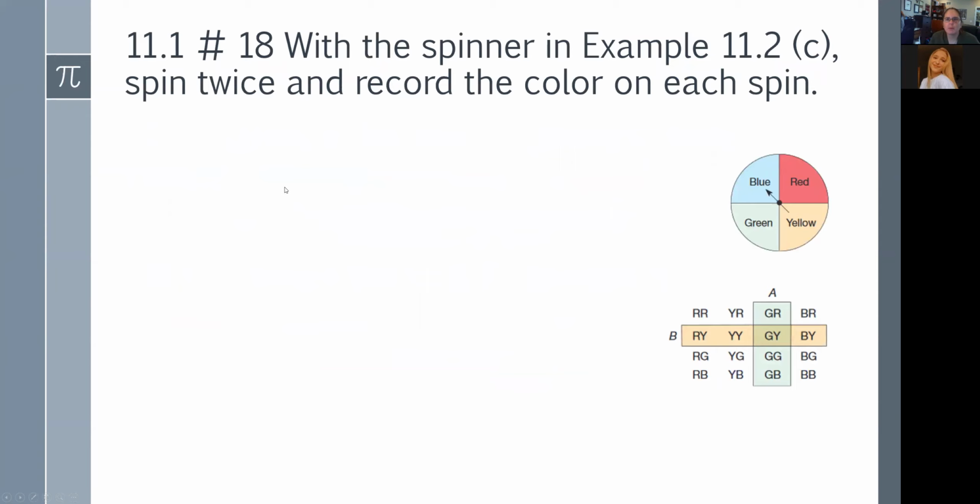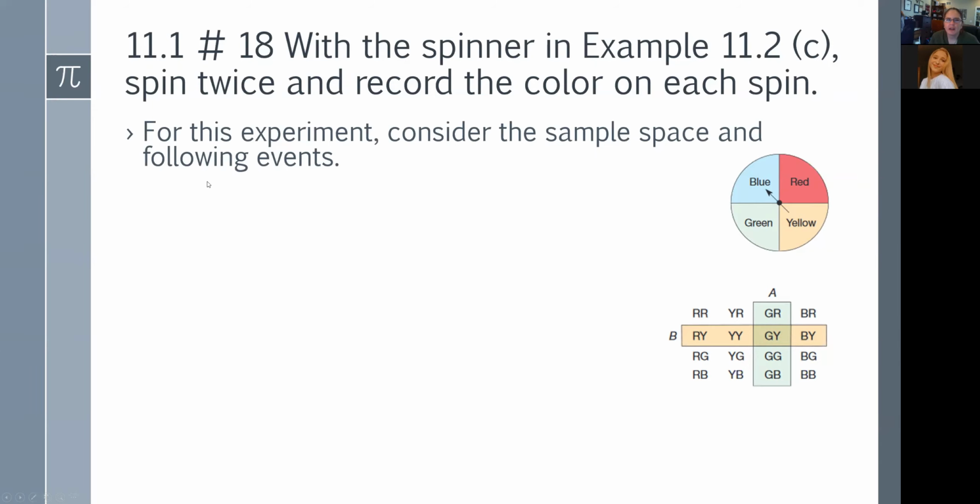Next, we'll look at problem number 18. It says, with the spinner, in example 11.2 part C, we spin twice and record the color on each spin. So the spinner looks like this. There's 4 sectors. They're red, blue, green, and yellow. And then it says, for this experiment, consider the sample space and the following events.